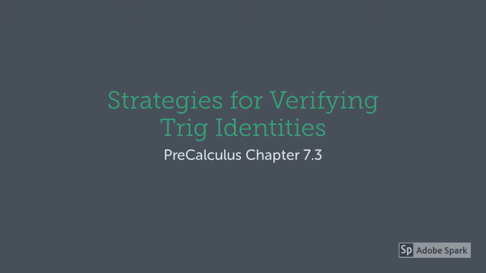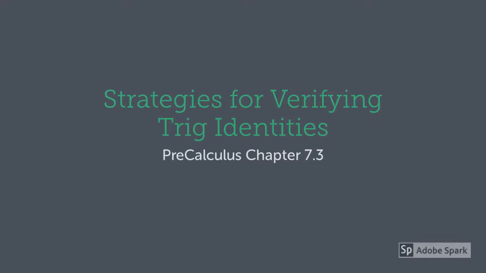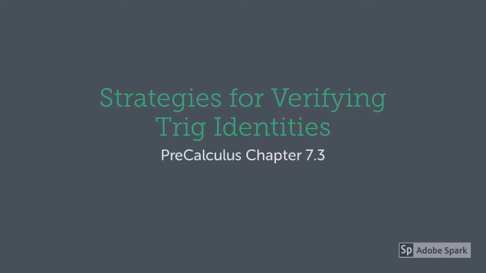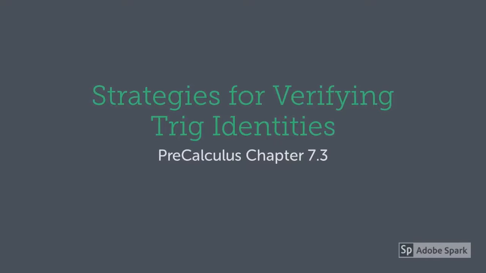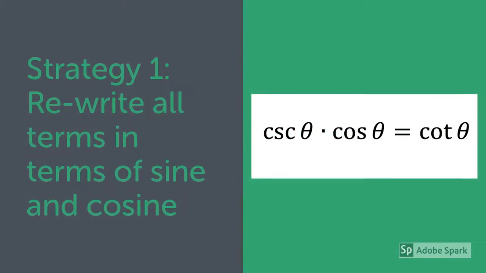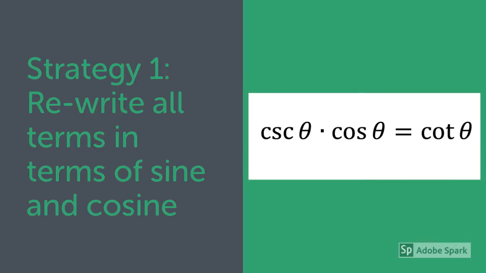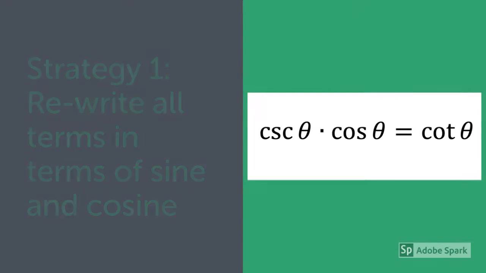This video is part of a series of short videos that each highlight a different strategy that can be used when verifying trig identities and an example of how it is used. Our strategy in this video is going to be rewriting all the terms in terms of sine and cosine. The identity shown is one that we'll prove by using this strategy.